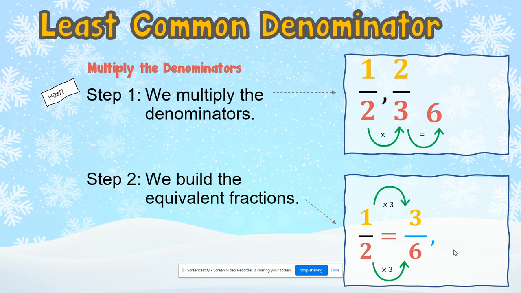We repeat this process for the 2/3. And again, we write down the 6. We see that 3 goes into 6 2 times. 2 times 2 is equal to 4. Our equivalent fraction for 2/3 is equal to 4/6.